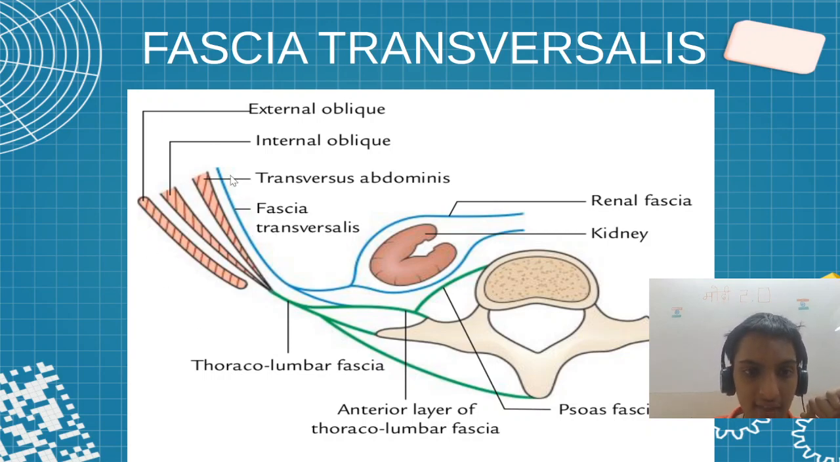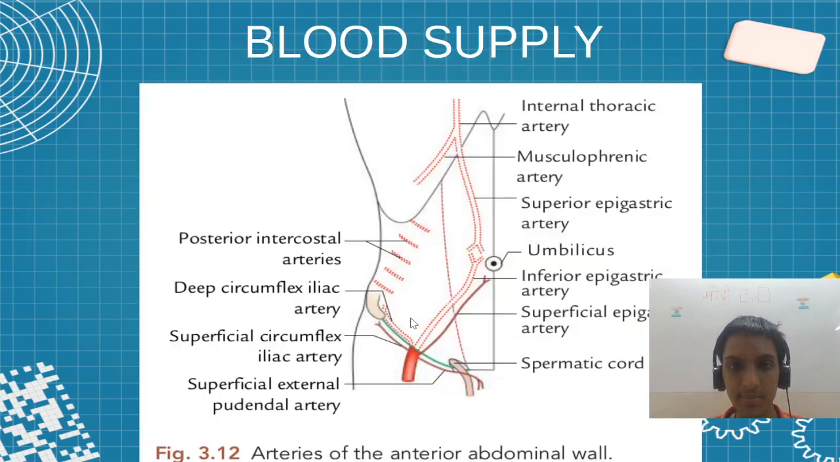So let us go into the fascia transversalis now. As I told you, it is covering the transversus abdominis muscle. Then the fascia transversalis is splitting to form the renal fascia. Renal means kidney, okay, remember. So it covers the kidney. Now this will merge with the thoracolumbar fascia. It will divide into the anterior and the posterior division. We are concerned with anterior only. Now the anterior division is going to give rise to the psoas fascia. This is regarding the fascia transversalis.